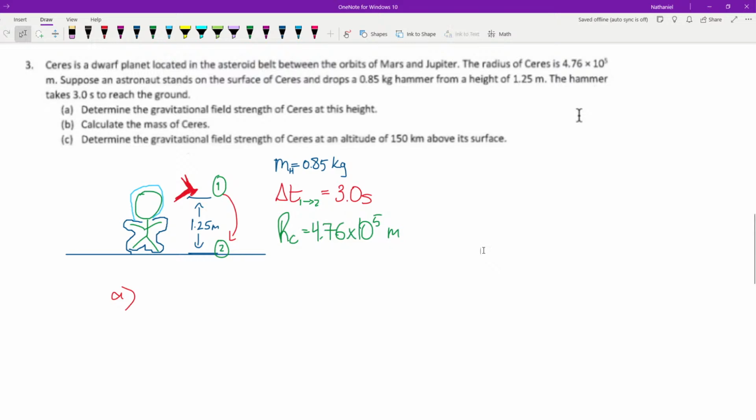Why is that relevant to this question? Is the radius of the planet I'm on relevant to this question? What is going on?